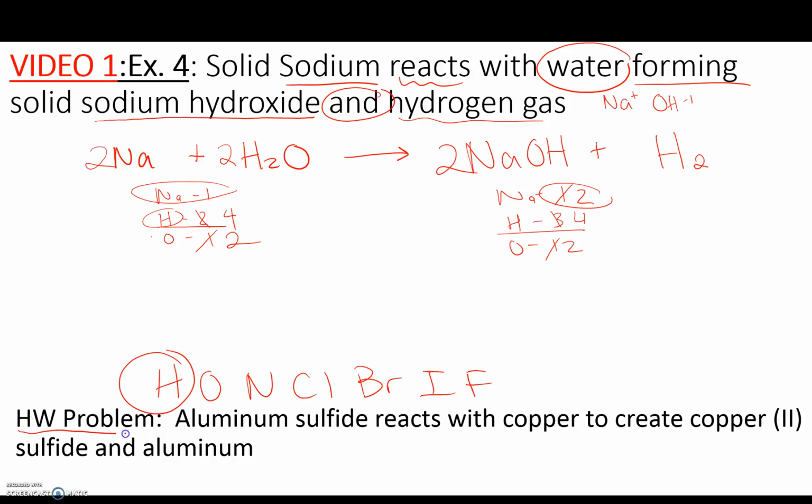Your homework problem is on the board, so you need to write the reaction of aluminum sulfide reacting with copper to create copper 2 sulfide and aluminum.